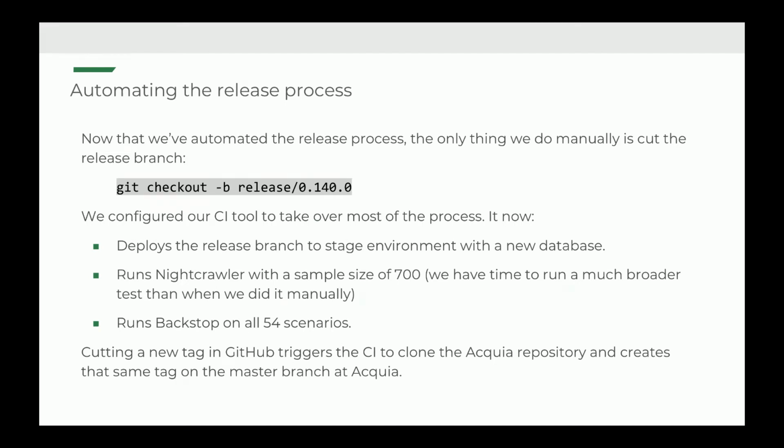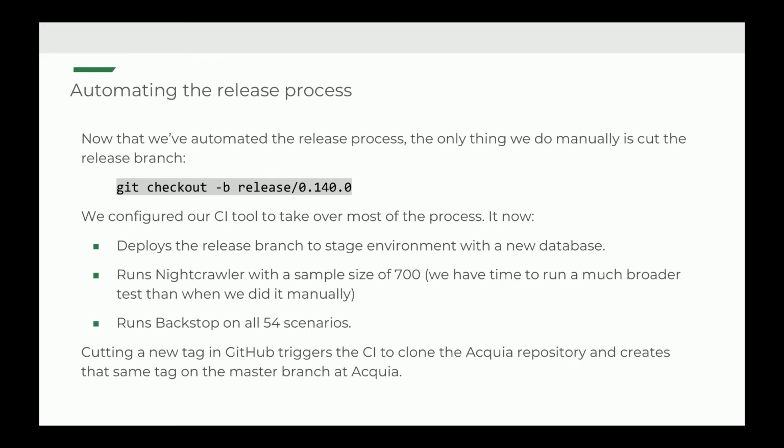Once we added automation, which is that fully automated, the 700 sample size for Nightcrawler and 54 scenarios for backstop, basically all the release manager had to do was cut that release branch and push it to GitHub. Let me tell you, I was so excited, I was running around the building high-fiving people. Yeah, people can say I was high-fiving people.